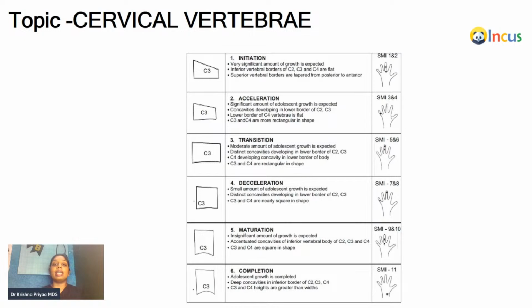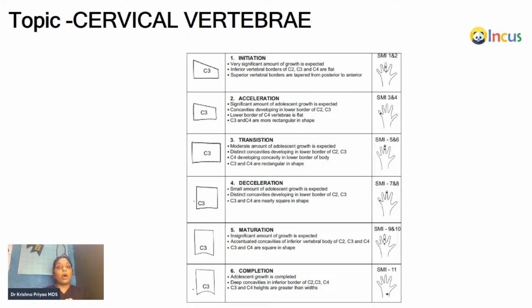So how we can indicate is that there will be marked concavities in C2, C3, and C4, and C3, C4 are greater in height than width. So this is a simple thing. With the help of only the C3 vertebra, whether it is flat, mildly concave, rectangular, square, or the height is more, we can identify how much growth is left for the patient so that we can intervene.